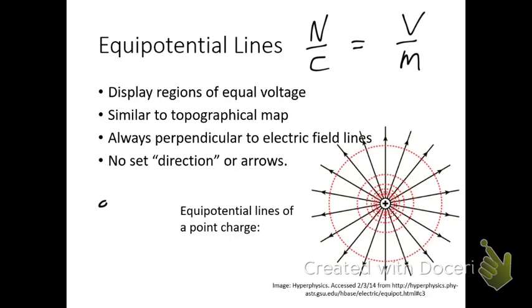So if I know the field strength in a region of space, then that'll tell me for every meter that I travel with that same field strength, how much change in voltage there's going to be. Cool.